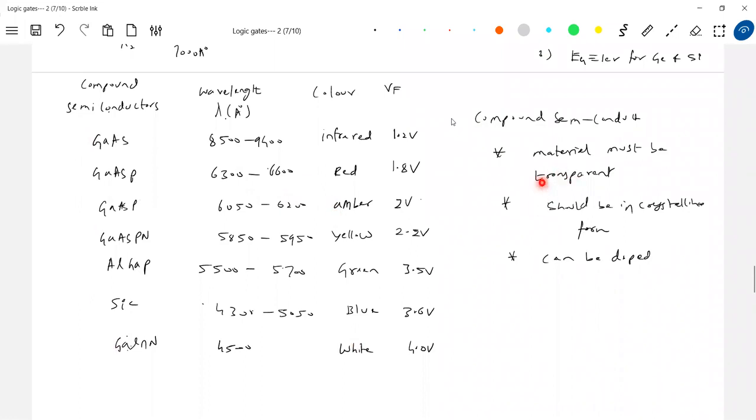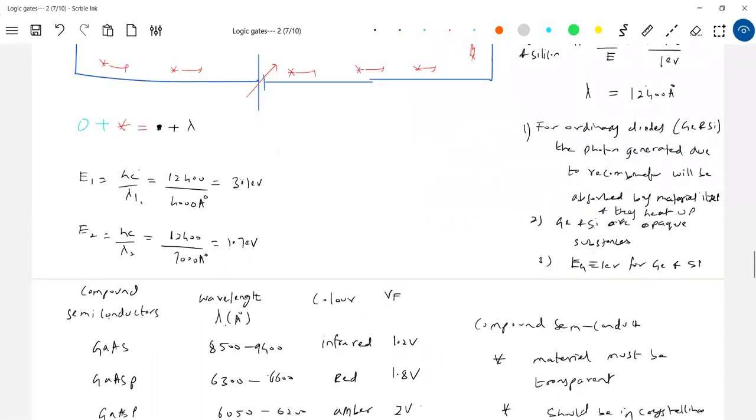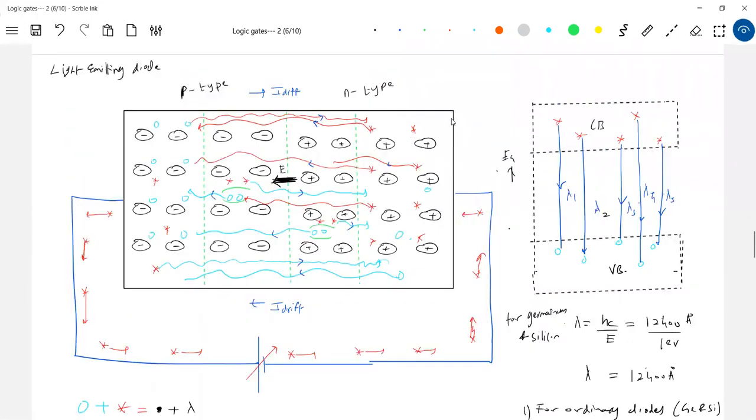So here, when forward biased, the diode starts emitting light. Let's say it's made up of gallium arsenide. Now, due to recombination, we will get a light. The diode starts emitting light. Now what are these arrows? You show like this.